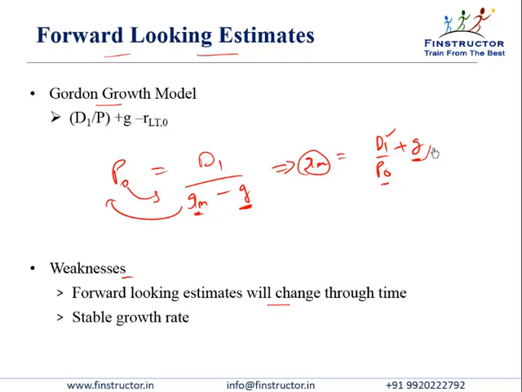And the big issue is understanding or fixing this infinite growth assumption. So G is the rate at which the firm is expected to grow, or the country rather, or the diversified index in this case is expected to grow till infinity.